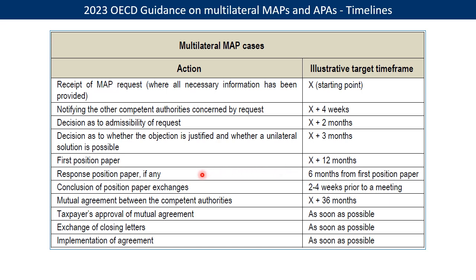And then if they do it after 8 months, then the response paper must be 6 months later, within 14 months. If they do it within 12 months, then obviously the response papers need to be due within 6 months, and then you exchange position papers before you have a meeting, and that must be at least 2 to 4 weeks before the meeting. And the mutual agreement procedure must not be concluded within 2 years, as is normal on bilateral MAPs, but within 3 years. So that is a difference with bilateral MAPs. And then you must sign the mutual agreement as quickly as possible while everyone is still agreeing on what they've agreed, exchange closing letters and implement the agreement. And the taxpayer's approval must also obviously be obtained, as quickly as possible.